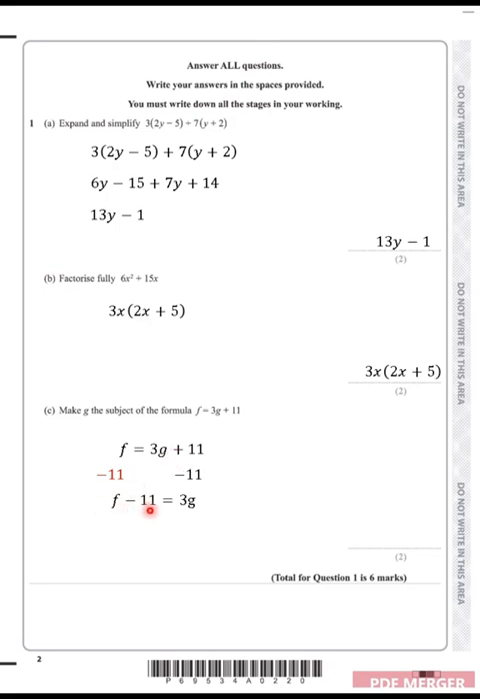So f minus 11 is equal to 3g. To make g the subject, we need to divide both sides by 3. So g is equal to (f minus 11) divided by 3. Therefore, the final answer for part C, g is equal to (f minus 11) divided by 3. Notice these types of questions are very common in all question 1 past papers. So there might be different sets of questions that could come.